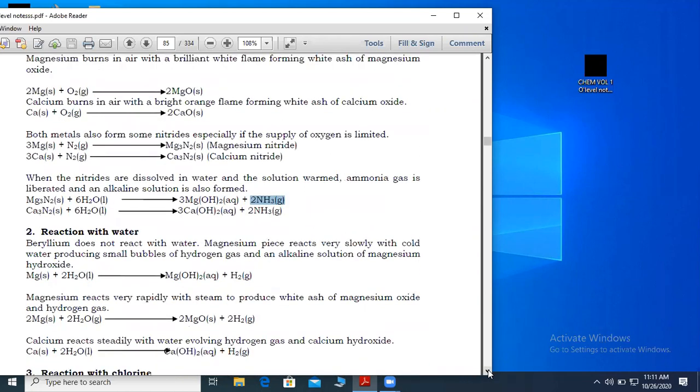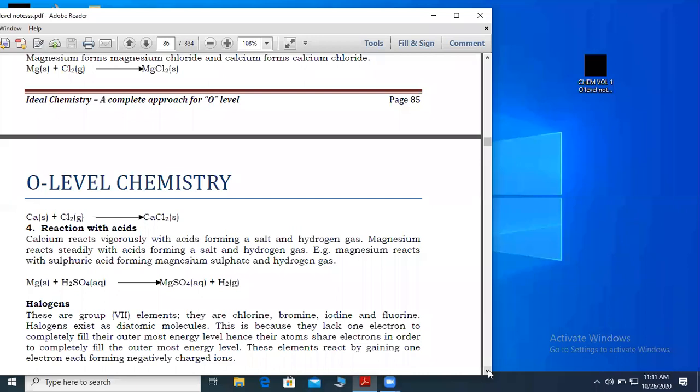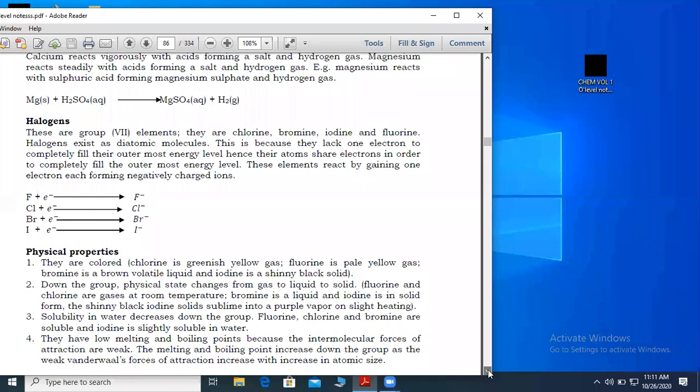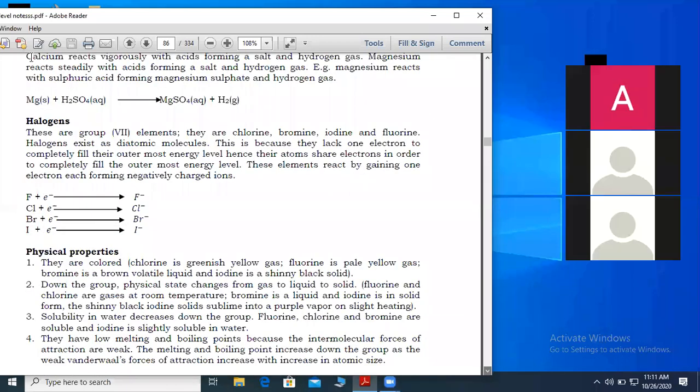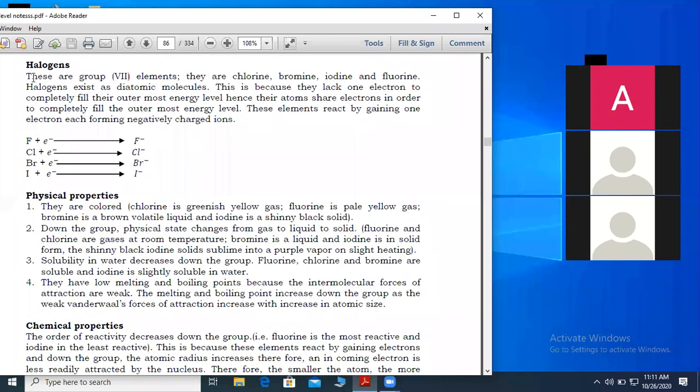So from there, we should have gone to group 7 elements, and group 7 elements are halogens. The question is chlorine, just as they are here.